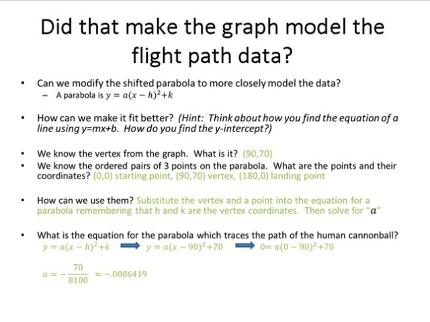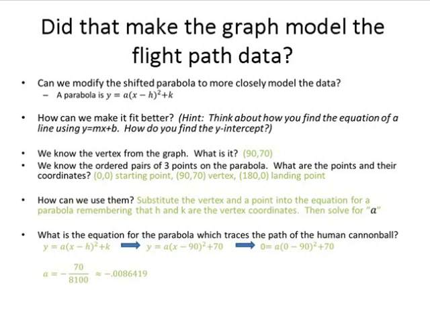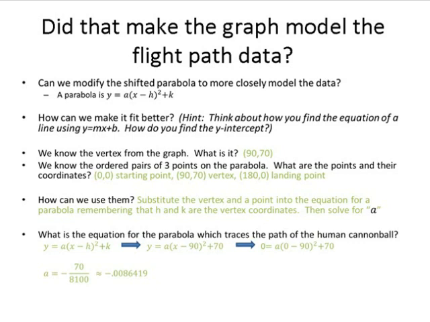And basically the best way to do that is to use the general shape of a parabola, y equals a times (x minus h) squared plus k. So how can we use this to our advantage to make it fit more correctly? Well, one thing to remember is it is possible to find the equation of a line using y equals mx plus b, and we did this by substituting in the slope, and we substituted in the points x and y, and we could find b that way, right? That's how we find the y-intercept.